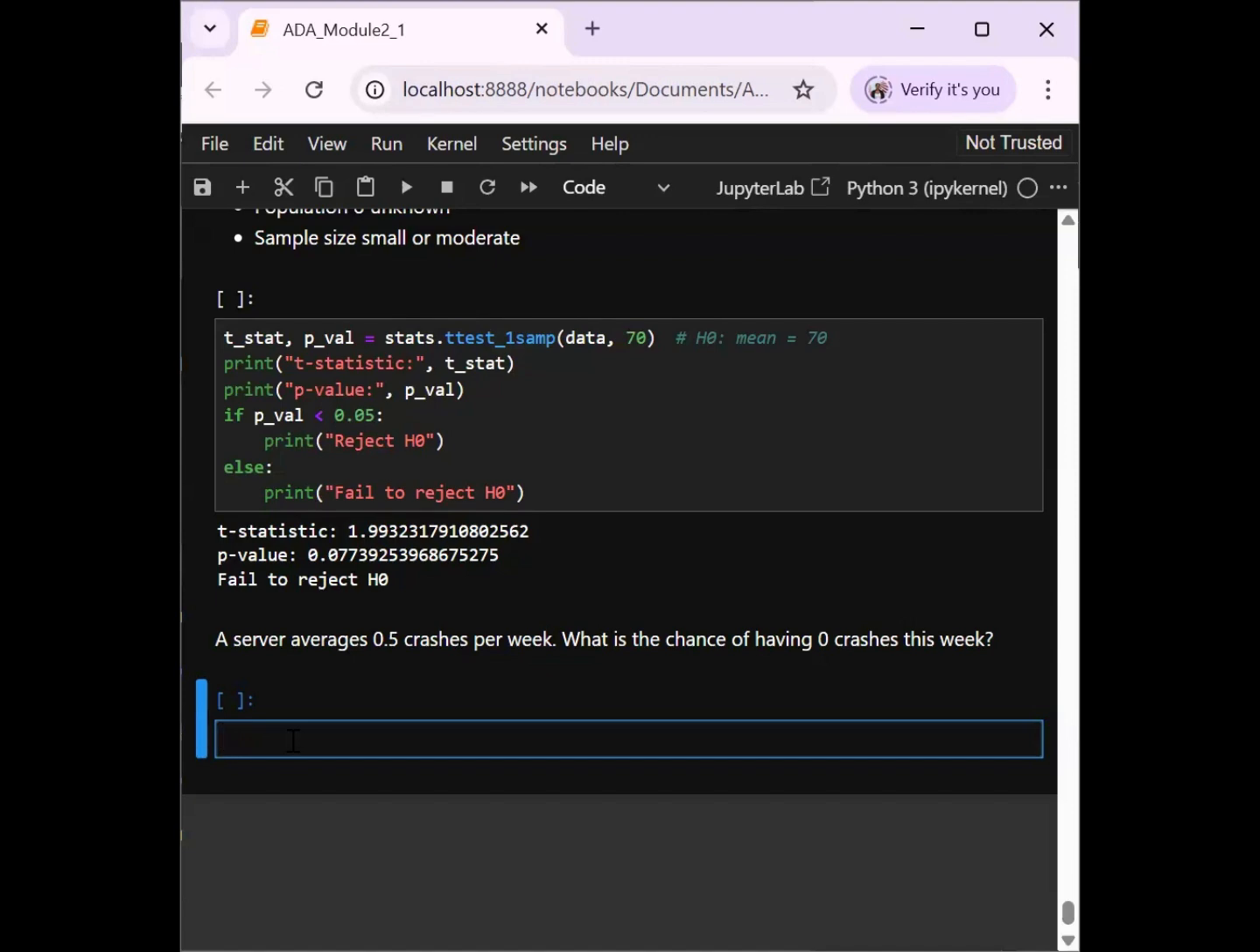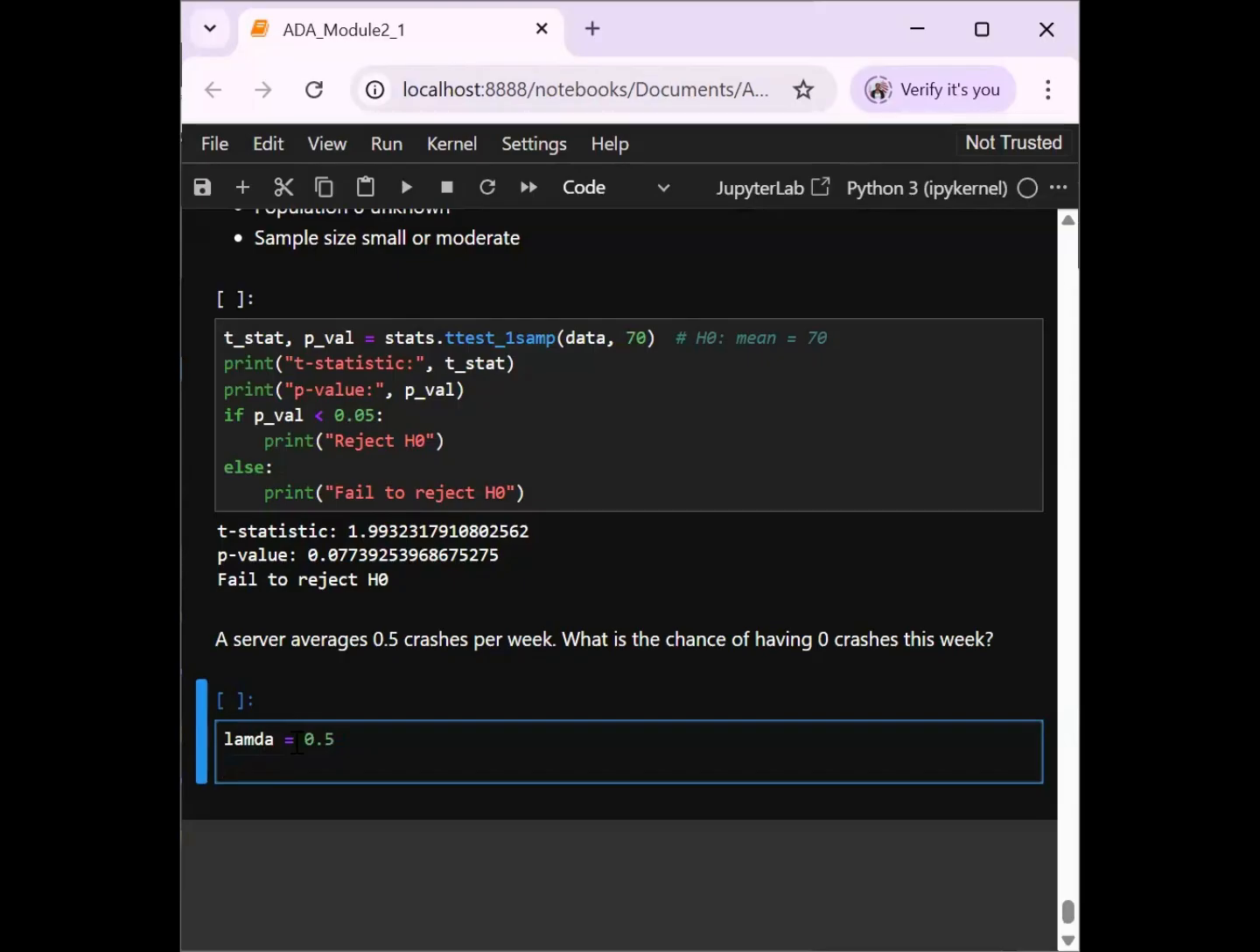Okay, so I'll do it in parts, the part that I remember. Let's call it lambda. It's safe to call it like that. The average is 0.5, and then k is the number of possible outcomes. So how many crashes can we have, from zero to, let's say, 15?